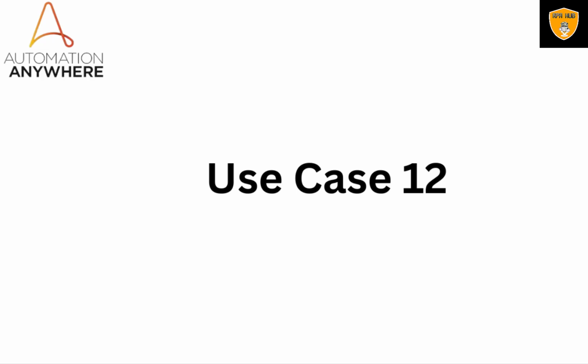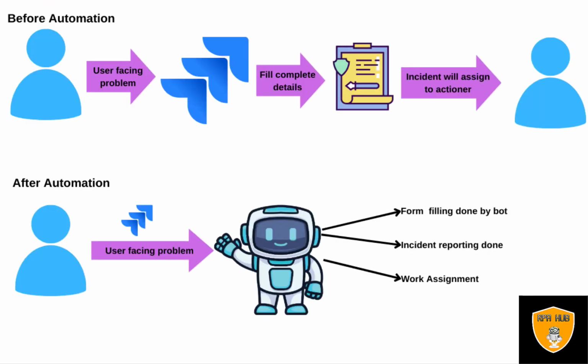In this video, we'll discuss how we can create incidents in Jira quickly with the help of Automation Anywhere. Before proceeding further with coding, let's understand the use case. Let's consider we have a customer care within an organization where our support team or help desk representative is regularly reporting the incidents received from the user.